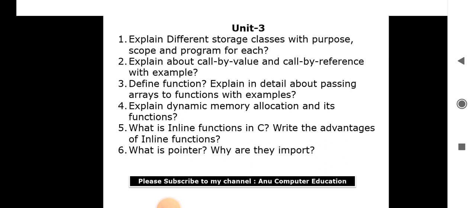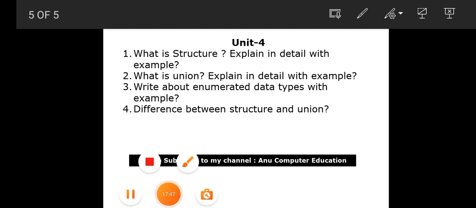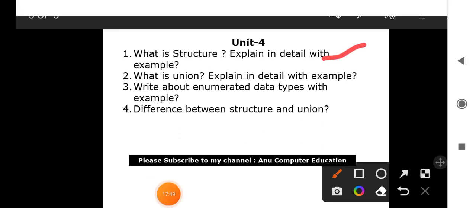Okay, so the next and last unit is what? What is a structure? You know the array definition: an array is a collection of storing similar type of values in a single variable. So it is the same as a structure. What is the difference between arrays and structures? In a structure we can store different types of values.